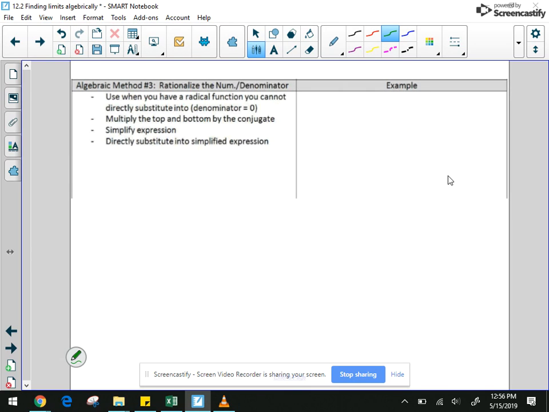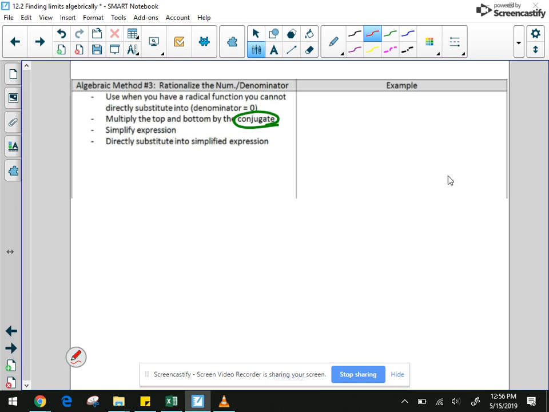Another method that may need to be used is rationalizing the numerator or denominator. If you have a radical function that you cannot directly substitute into, you may need to rationalize to change its form to get a form that you can directly substitute into. So we're going to talk about multiplying by the conjugate. It's a word we've talked about a couple times. Simplify, again, till we get to a point where I can directly substitute.